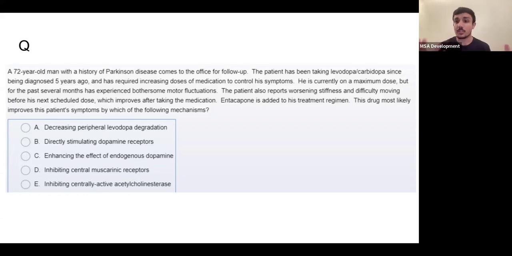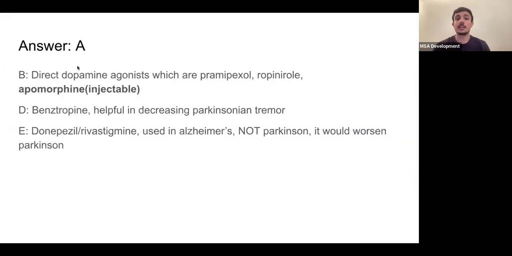You can give another drug, right? Now, what drug can you give? You know how you start off with levodopa, carbidopa in these aged patients with motor symptoms like these. Now, what's the next step? Entacapone is added. Remember that. Now, what is entacapone? That is the answer to this question. So can it be A, decreasing peripheral levodopa degradation? That is the answer. It is the answer A.